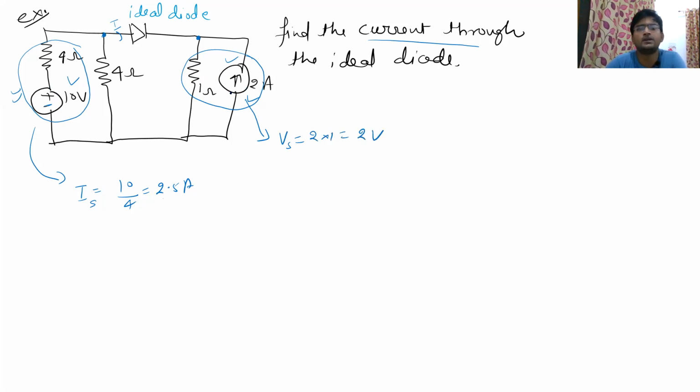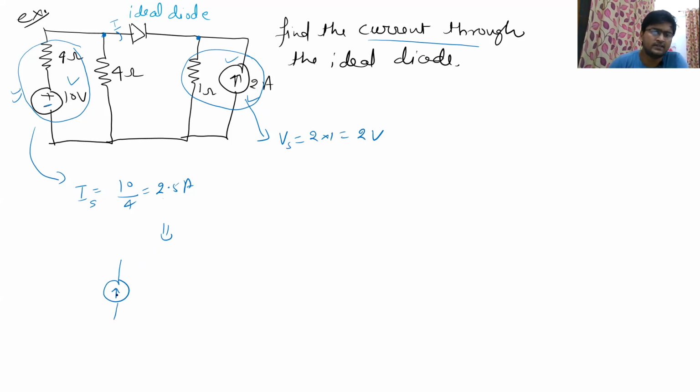So this can be converted to a voltage source of value 2 volt in series with a 1 ohm resistor. And since the current is going upward, the direction of the positive voltage of the voltage source will also be upward. So we can draw this circuit like this.